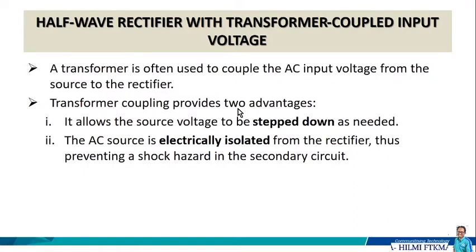There are reasons why we put a transformer in between the AC input voltage and the rectifier. The first reason is that we want to step down the source voltage as needed, to make sure that the voltage is low. The second reason is to electrically isolate the AC source from the rectifier. This is going to prevent shock hazard in the secondary circuit where we have the rectifier. So we isolate the AC source from the secondary circuit. The primary circuit is the AC source. The secondary circuit is where we have the rectifier.